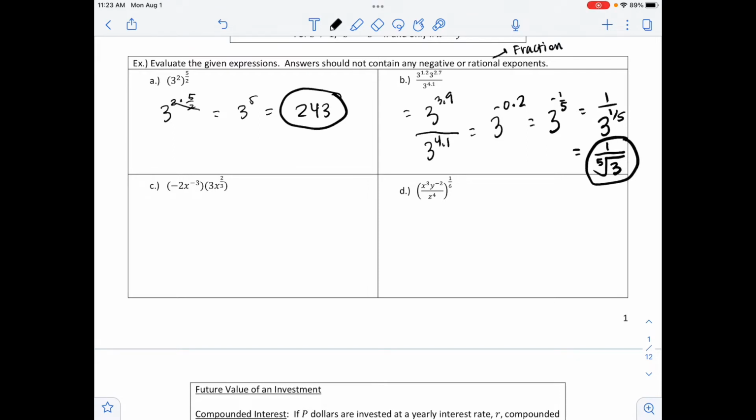Part C says negative 2x to the negative third times 3x to the 2/3 is going to be, in that negative 2 times 3, we just multiply like negative numbers, so that would be negative 6.